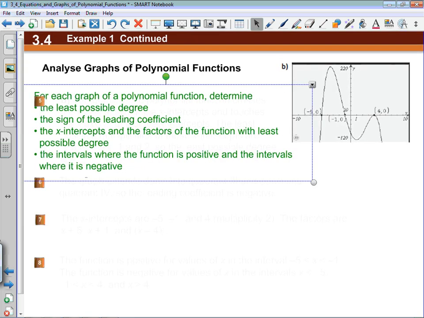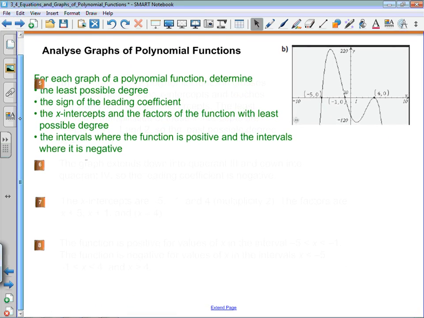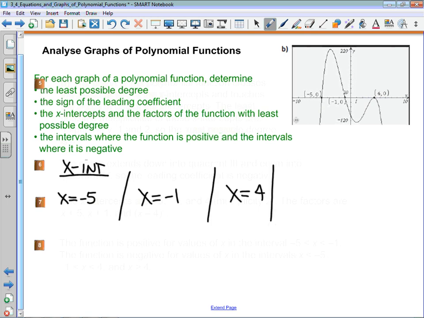We're judging a few different things along the way. The least possible degree, I'm going to do the same thing I did in the previous question. So I'm going to identify the x-intercepts. So my x-intercepts, I have one at x equals -5. I have one at x equals -1. And then I have one at x equals 4. I don't know why that slash is there. It doesn't need to be there.